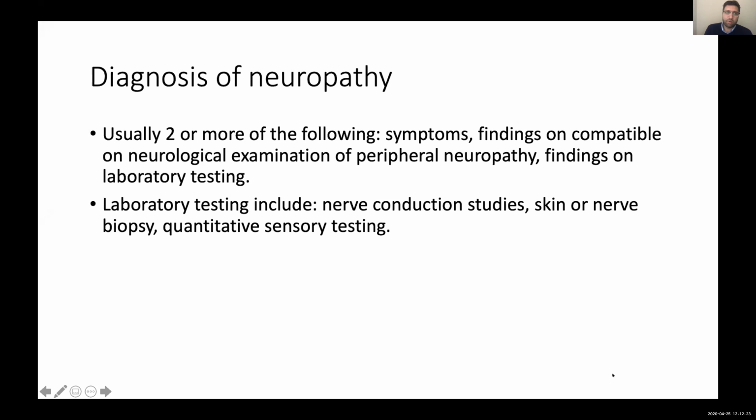There are several laboratory tests that we can do. One of the tests that we do most commonly is a nerve conduction study, where we stimulate the nerve at one site and record at another. It's not a very comfortable study, but it is very important to detect the type of the neuropathy and the severity of the neuropathy. On some occasions, we also do skin and nerve biopsies, and we do quantitative sensory testing. The skin and nerve biopsies are not only for diagnosis of the neuropathy, but sometimes can help us determine why the patient has neuropathy, such as in amyloidosis.